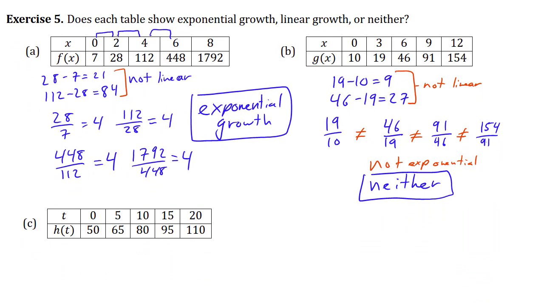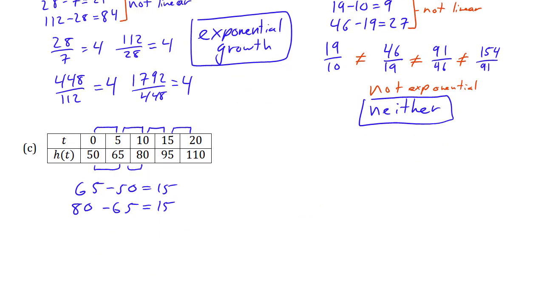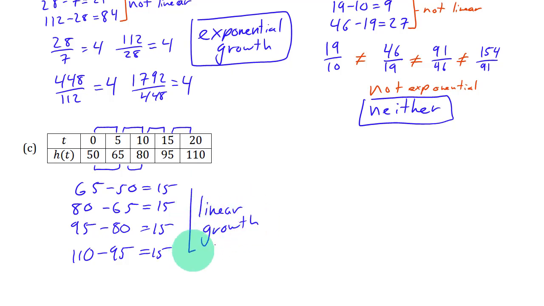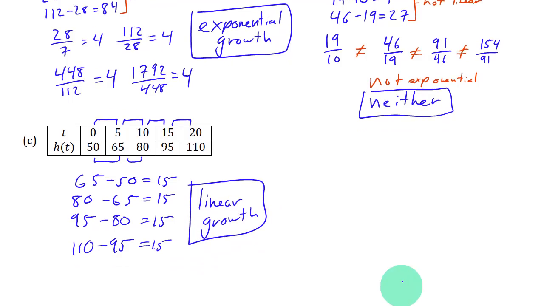Okay, so for C here, let's see, if we want to find the consecutive differences. Well, first of all, the t-values are evenly spaced. That's going up by 5 each time. Is the same thing happening here if we subtract these? 65 minus 50 is 15. 80 minus 65 is 15. 95 minus 80 is 15. 110 minus 95 is also 15. So, yes, this is linear. And if you know it's linear, you don't need to check. It's not exponential.